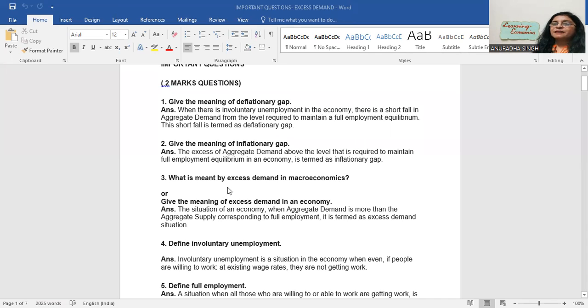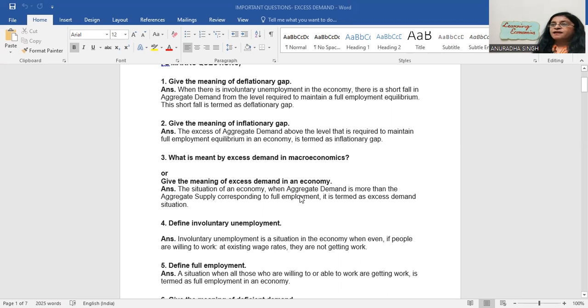What is meant by excess demand in macro? When we say excess demand, it is the situation where aggregate demand becomes more than aggregate supply. So we can say that it is also a situation of inflation. Excess demand is also a situation of inflation. And we can also say that when aggregate demand is more than aggregate supply, then it becomes excess demand.